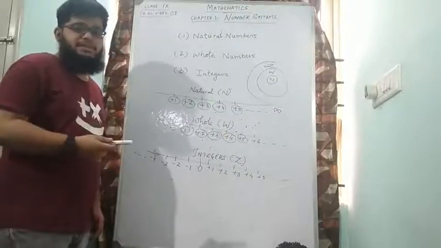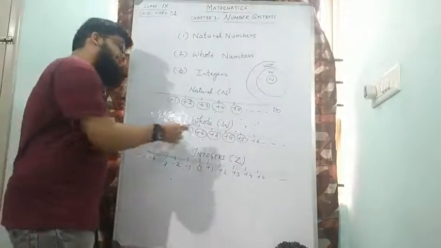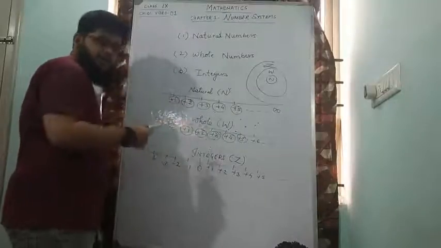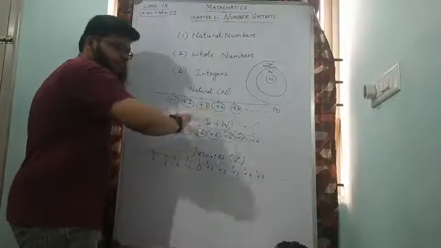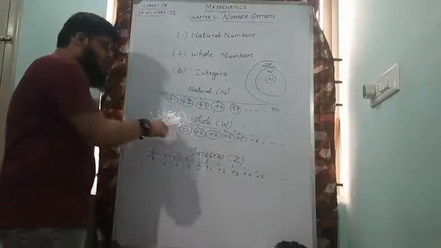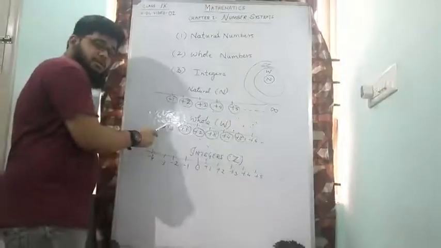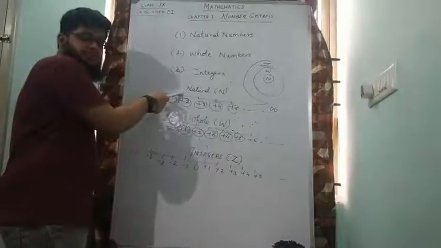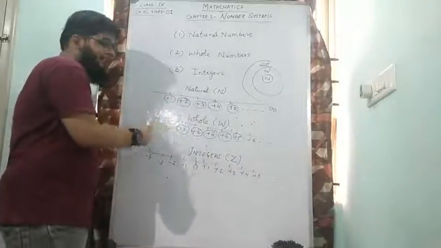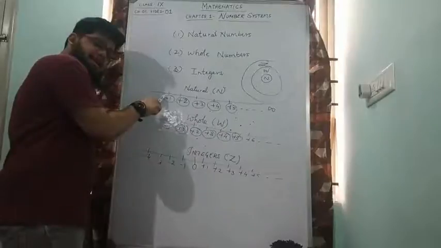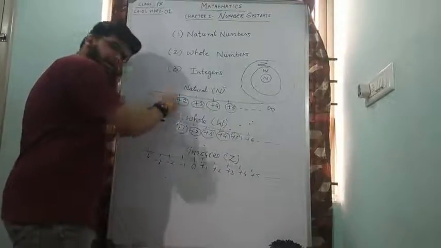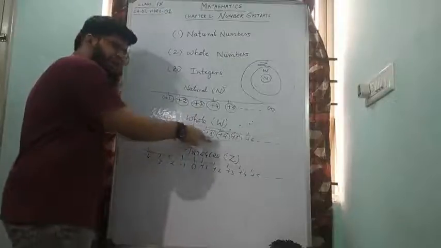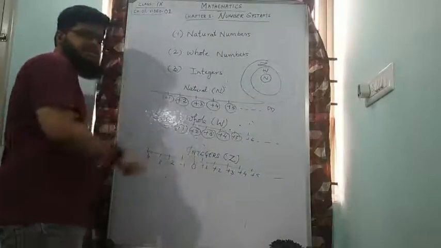But this is a false statement. I cannot tell that every whole number is a natural number because 1, 2 up to 5, all numbers are matching, but in whole numbers we also have 0, which we don't have in natural numbers. Therefore I can't tell that every whole number is a natural number, but I can tell that every natural number is present in whole numbers, but every whole number is not present in natural numbers.